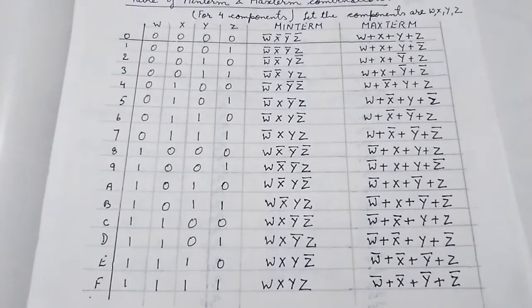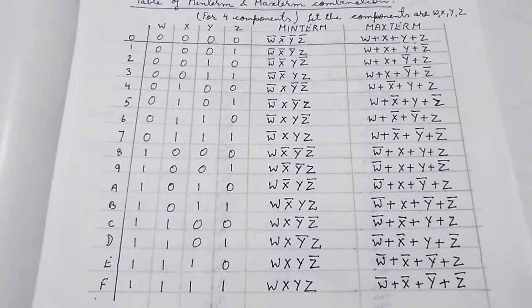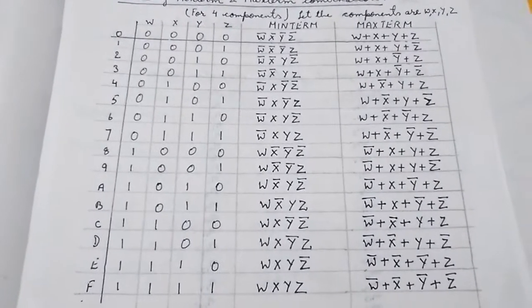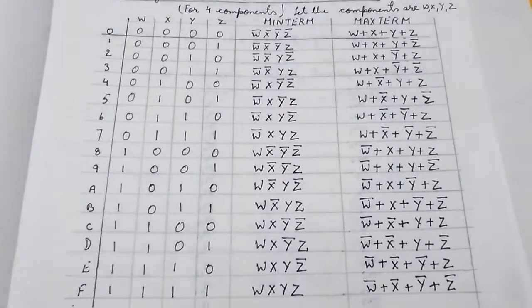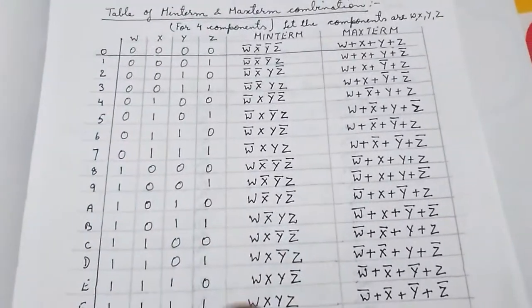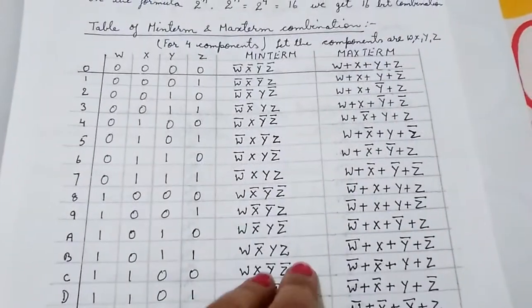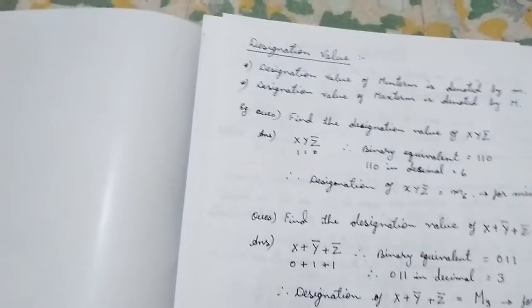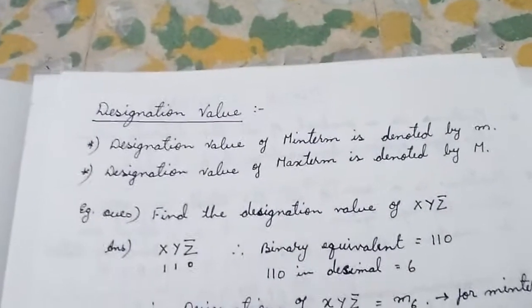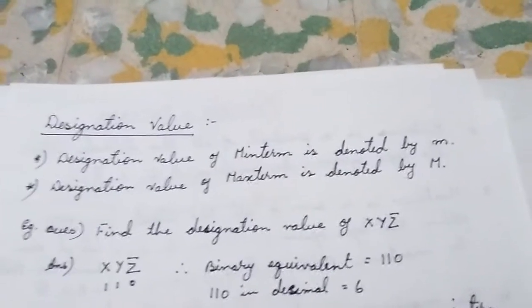This is very important to understand to plot your Karnaugh map, which is based on sum of products and product of sums, that we will see in our next video. Let us go with the next, designation values. So what is a designation value?